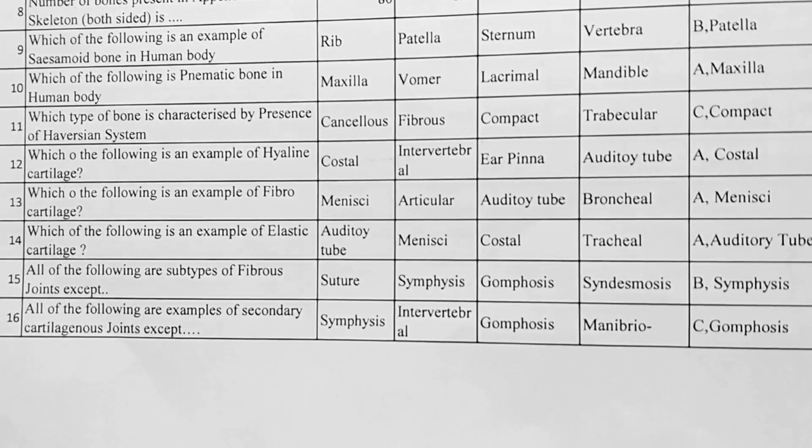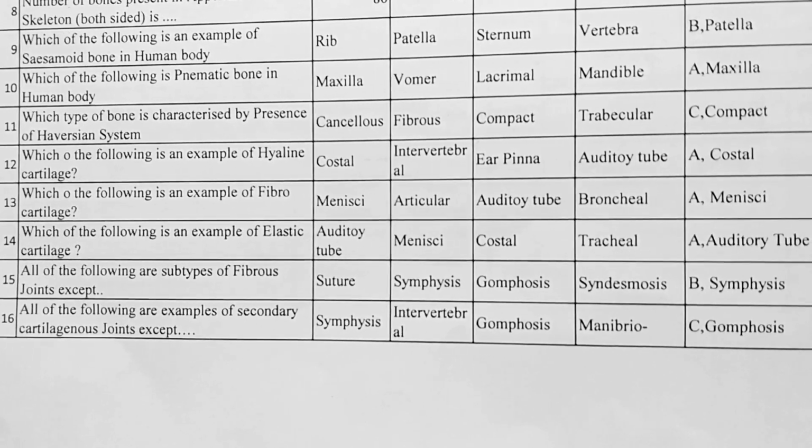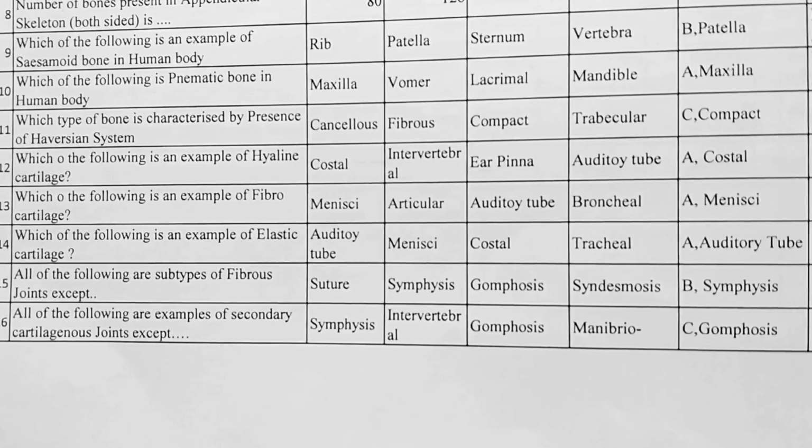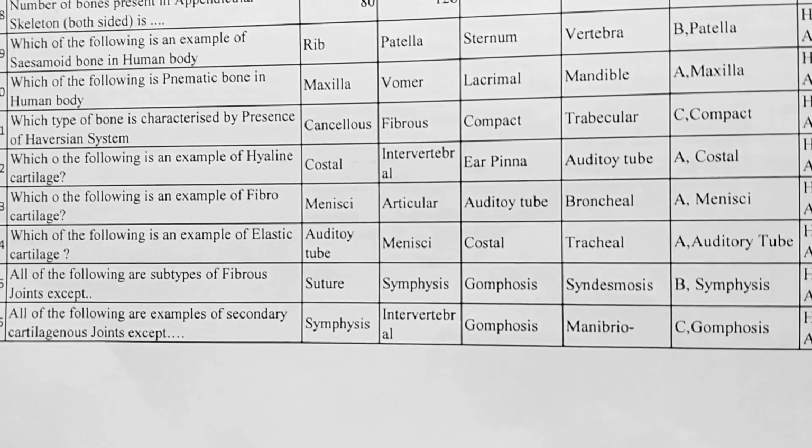Next, which of the following is an example of elastic cartilage? Options are auditory tube, menisci, costal cartilage, tracheal. Option A is correct, auditory tube.